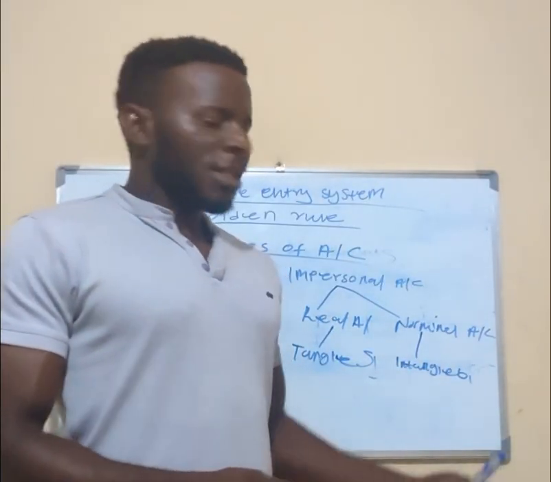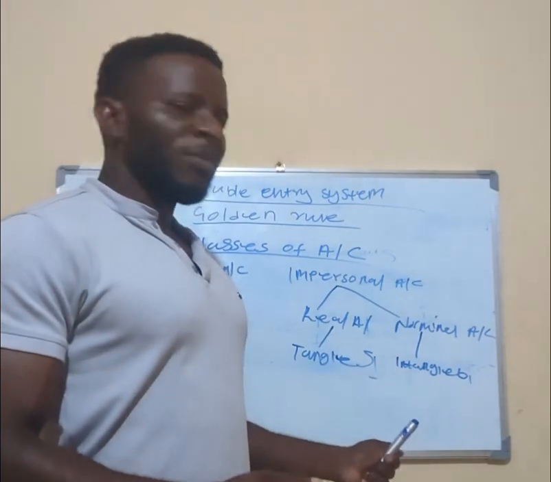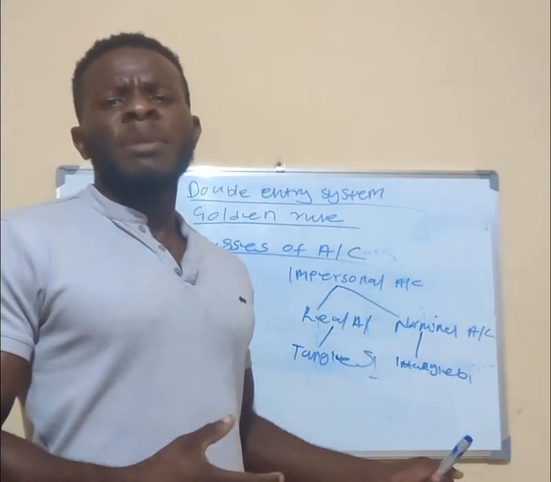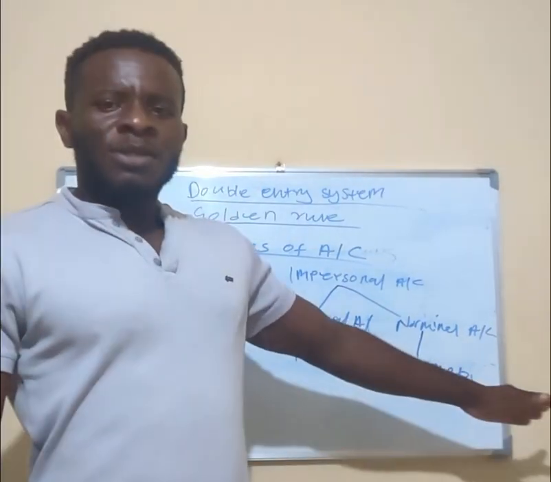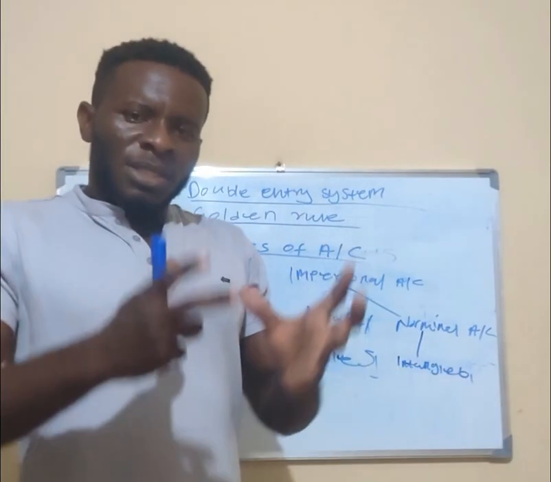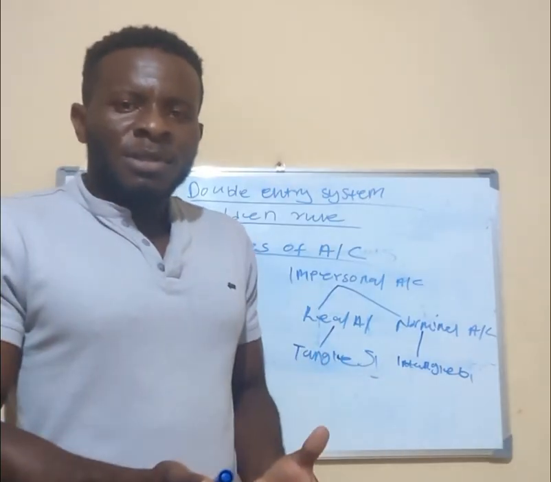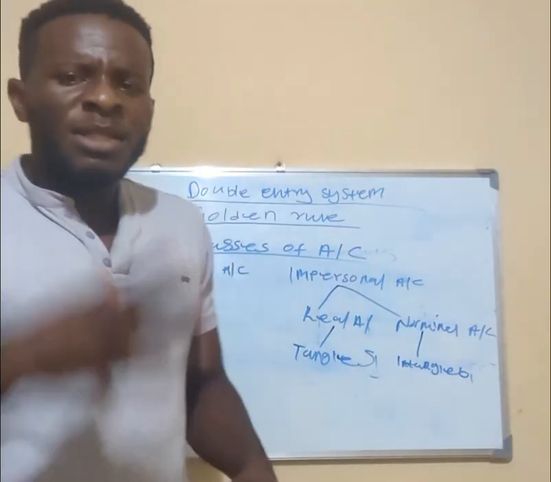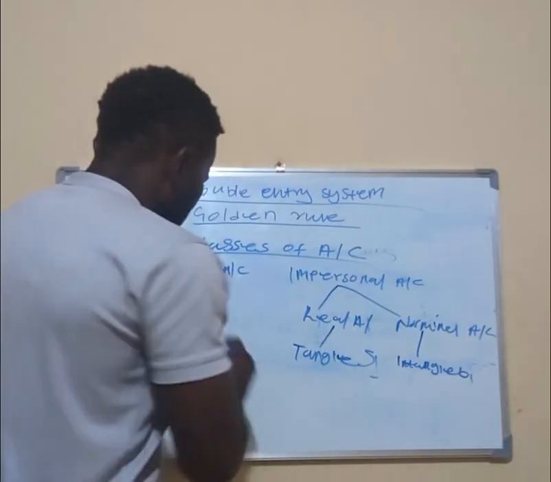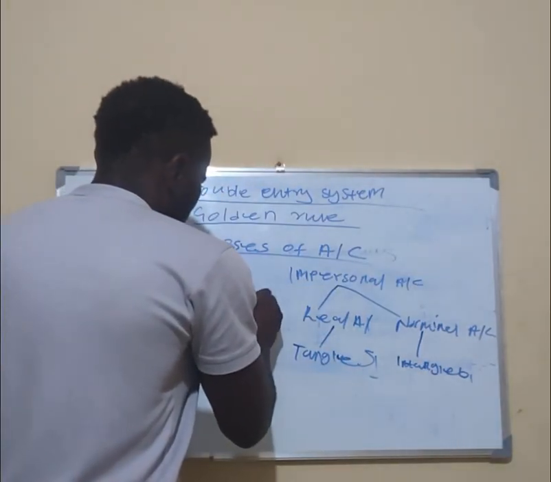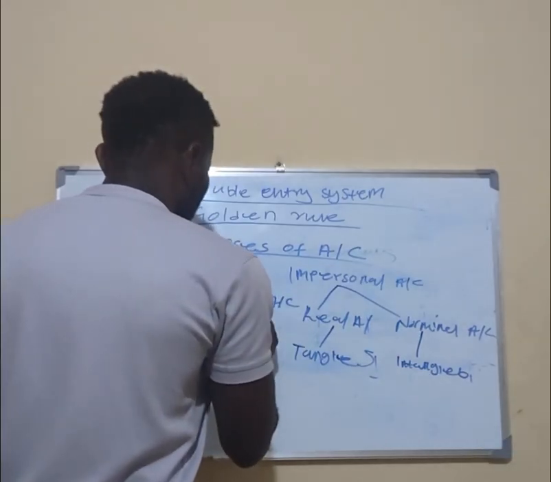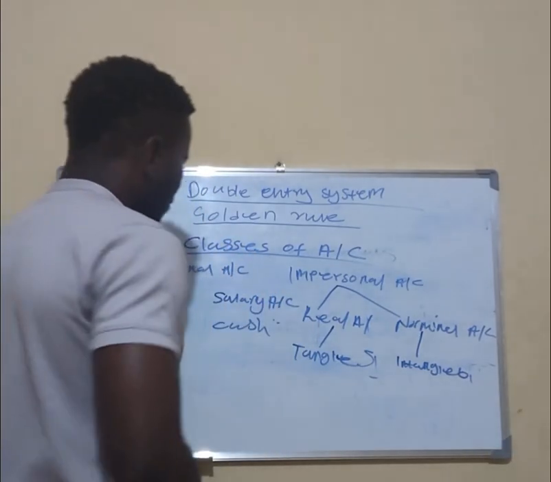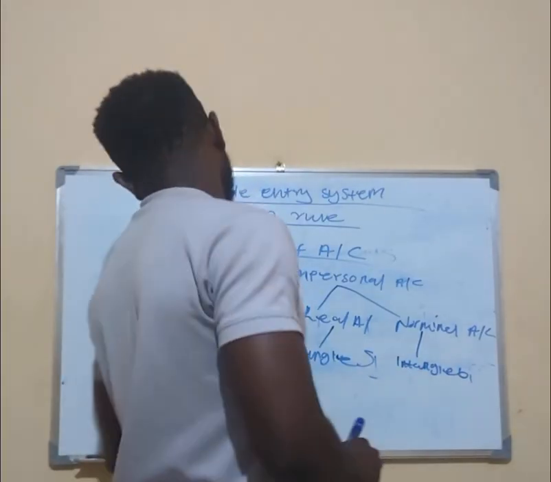It's impossible. You can't see a salary. So let's say you receive a salary by cash. The thing you see is cash. So if you receive a salary by cash, there are two accounts involved: a salary account and a cash account.